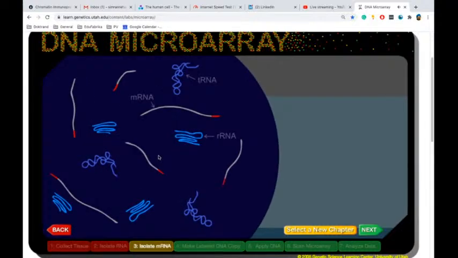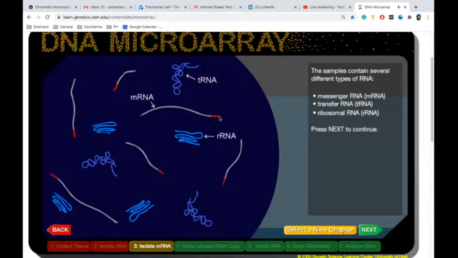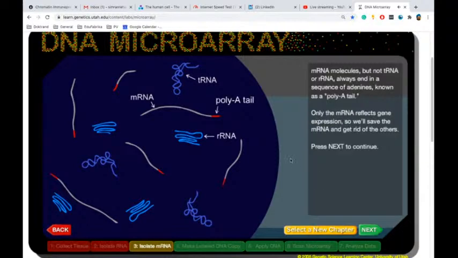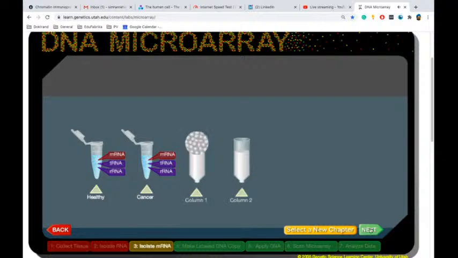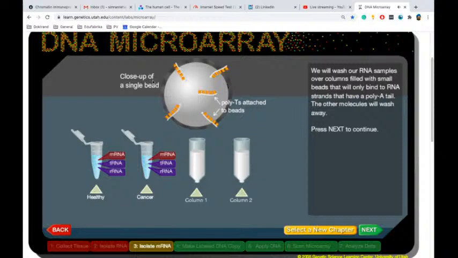Then you isolate mRNA. There will be mRNA, tRNA, ribosomal RNA, all RNAs present in our sample, but our task is to collect mRNA. To do so, we use the poly A tail of the mRNA. Only mRNA reflects gene expression, so we will save the mRNA and get rid of the others. Here is a close-up of single beads. These are the poly T attached to the beads like this.